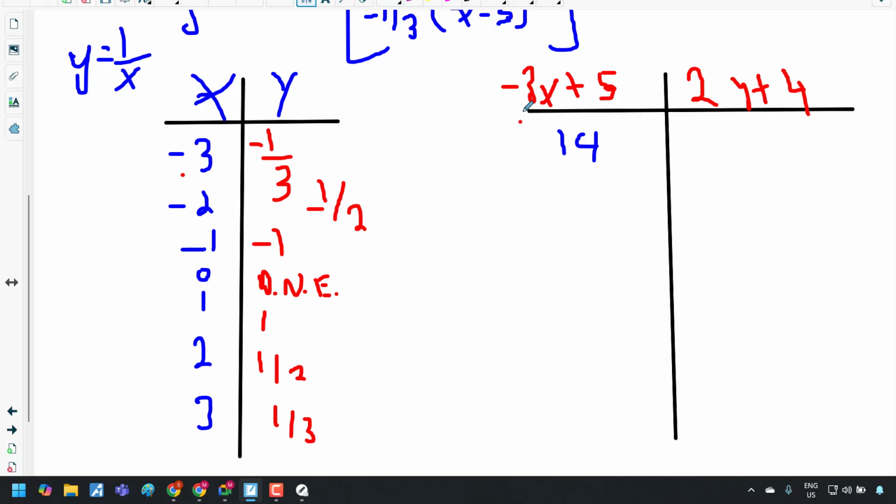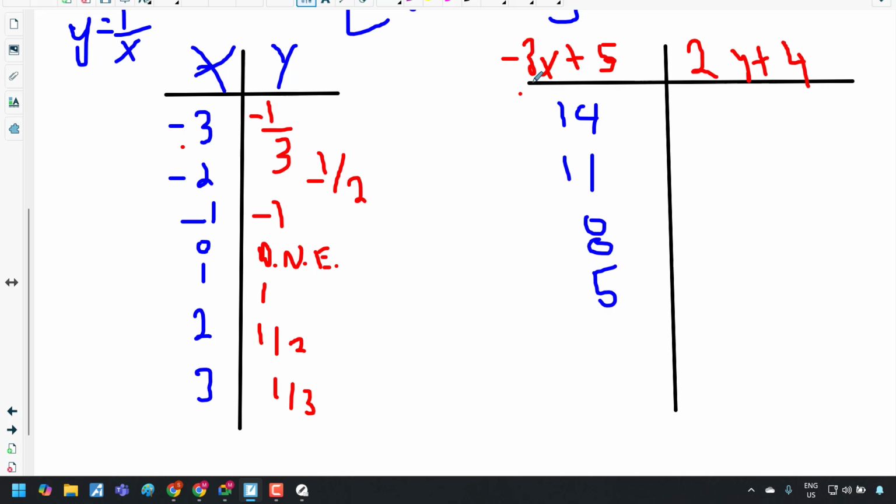So -2 times -3, that's +6. That's 11. That's 3, 8. 0 is going to be 5. Plug in 2. It's going to be -6, -1. Plug in 3, -9, -4. So we got our x values.